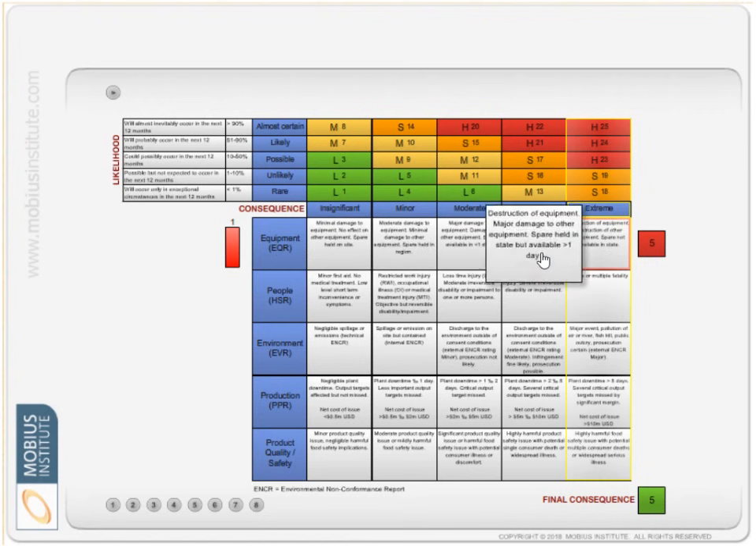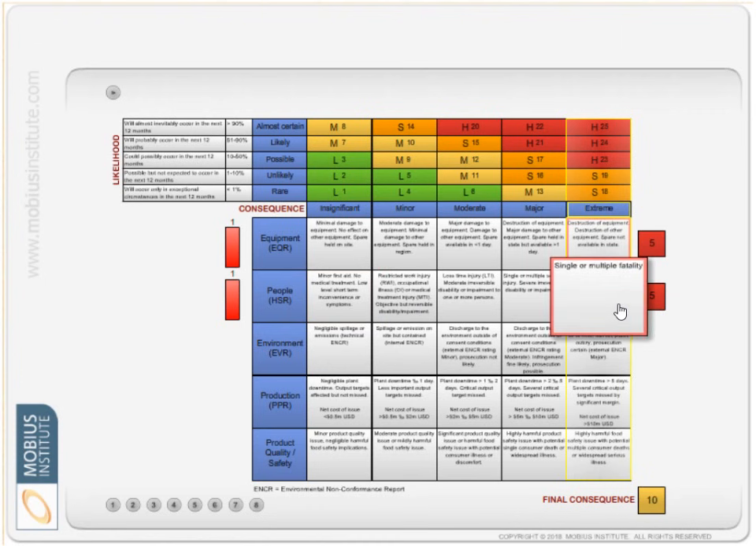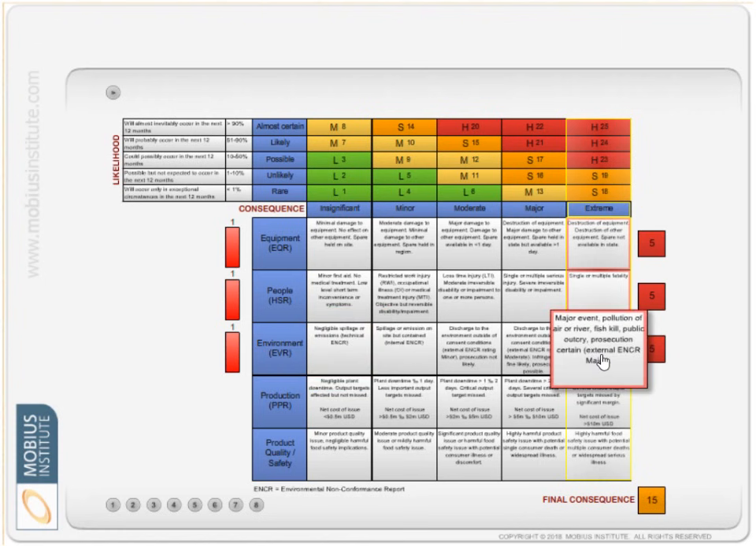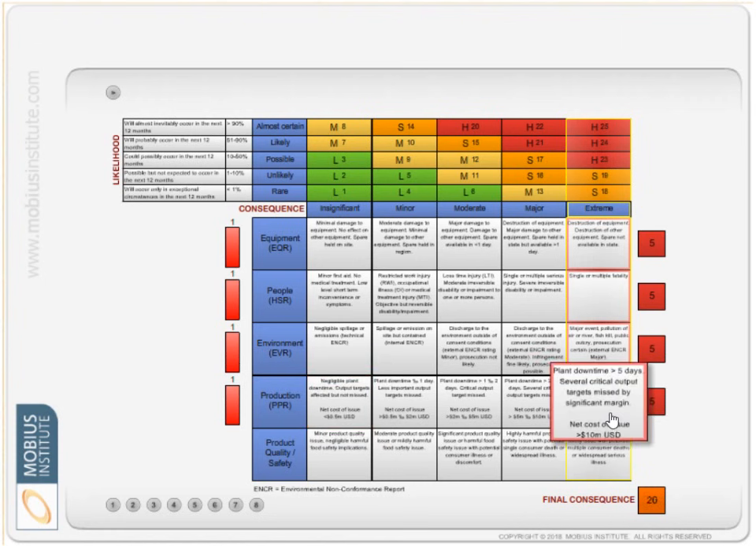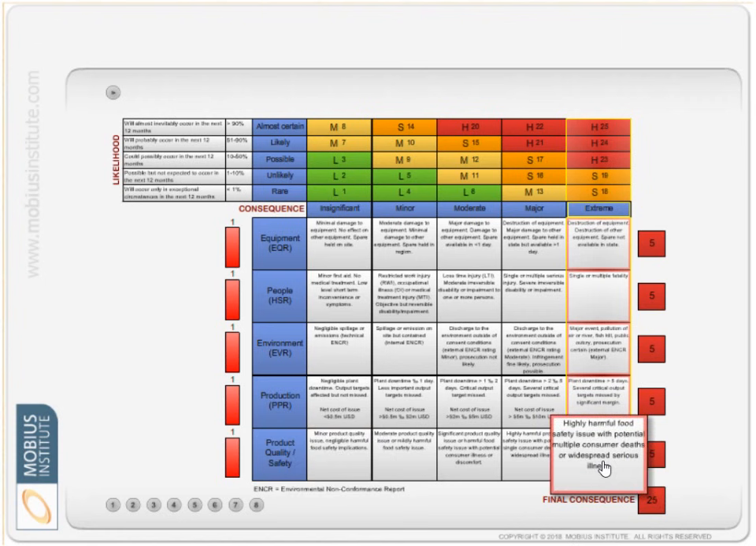But just from an equipment failure point of view, what about people? You know, minor first aid or no first aid, single or multiple fatality. What about from the environmental point of view? This is really bad. What about from a production point of view? No impact on production versus it's going to cost us more than $10 million of loss if we lose this machine. What about from a customer quality point of view, the impact on a customer? Here, our food product that we're producing kills our customers. That's pretty bad.